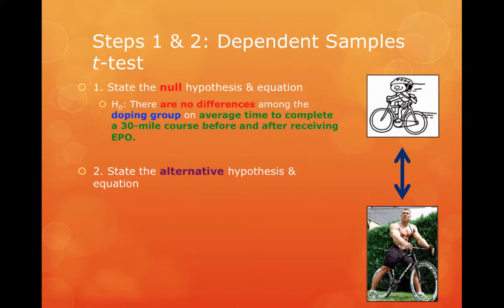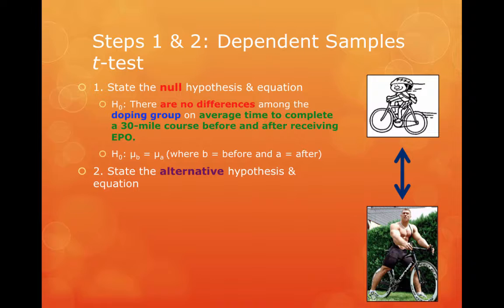So how would you write out our null equation? Well, H naught: the population mean before is equal to the population mean after. That there is no difference. We expect to see that before and after receiving the EPO, they're going to have the same time.